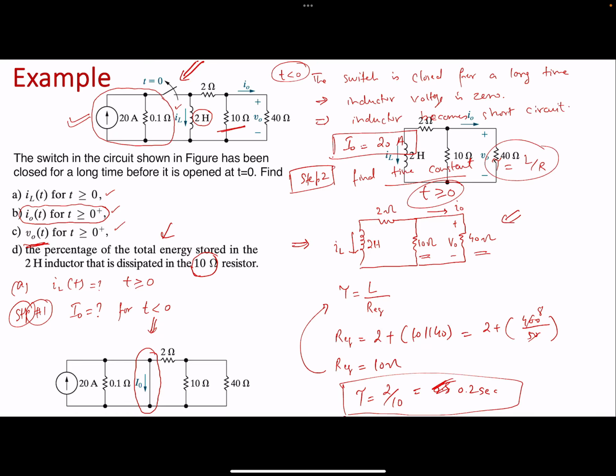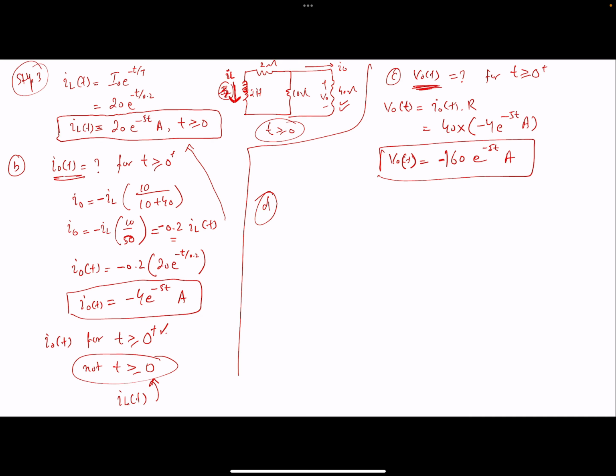So essentially we have to do two things. We have to find the original total energy that was stored in the inductor, and then we have to find the energy that was dissipated in the 10 ohms resistor and find that percentage. So let's start with finding the power that was dissipated in the 10 ohms resistor.